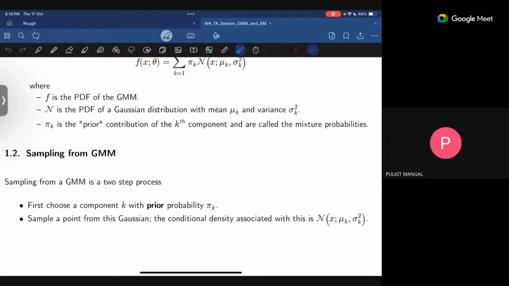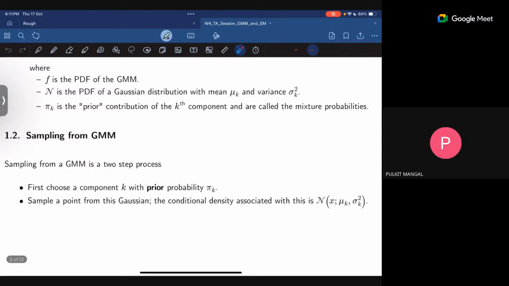Then you will sample your point from that Gaussian distribution, and that is basically the conditional density. Conditional, because first you choose the component, and then, given that you have chosen this component, you sample your data point from that normal distribution. That's why it is a conditional density, and that is the density function of the normal distribution.